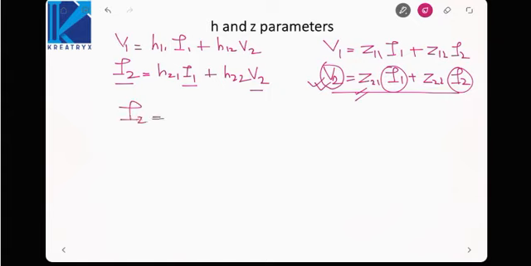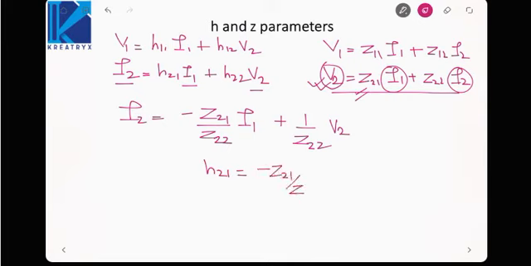I2 is equal to minus Z21 by Z22 I1 plus 1 by Z22 V2. That means H21 will be equal to minus Z21 by Z22 and H22 will be equal to 1 by Z22.